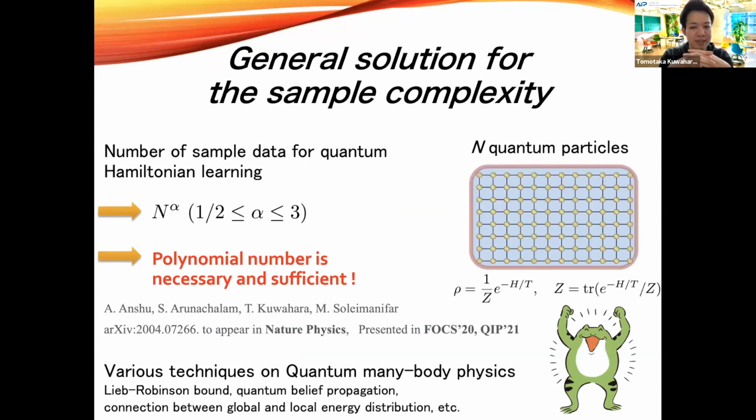As one of our biggest triumphs, we can solve the sample complexity problem for generic Hamiltonian learning. We identify the number of samples required for Hamiltonian learning is given by n to the power of alpha. Here, alpha ranges from 1/2 to 3, and n is the number of quantum particles in the quantum Boltzmann distribution. In this way, we proved that a polynomial number of samples is necessary and sufficient. These results are accepted in Nature Physics and also presented in FOCS 2020 and QIP 2021.